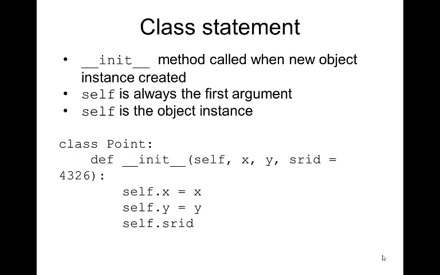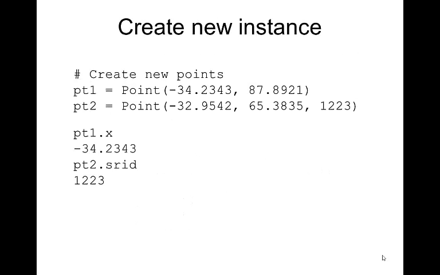I thought I had a slide. The init method is called whenever a new object is created. Self is always the first argument. So every init function always has self there. And self is the object instance itself. So let's see an example.